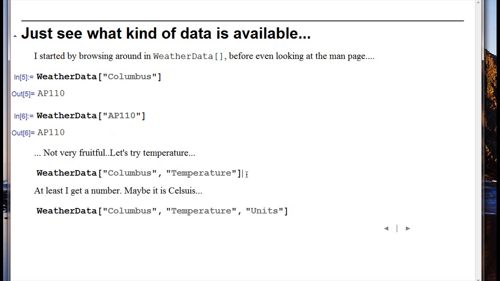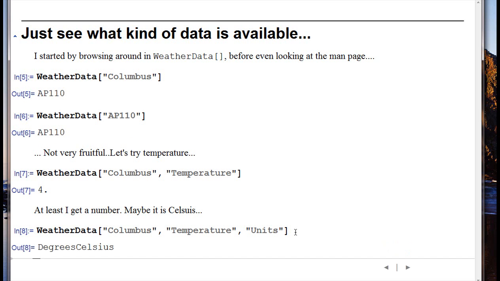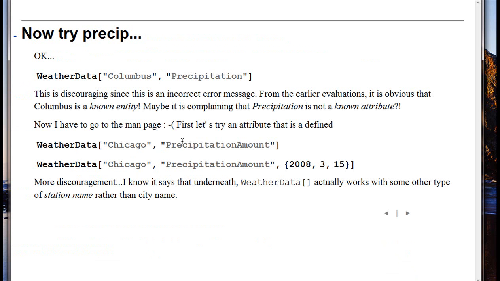Let's try to get the temperature in Columbus. So at least I get a number. It looks kind of low. Hopefully it's Celsius, I guess. And it looks like the data that comes back from temperature is in units of degrees Celsius. Now, let's try precipitation.